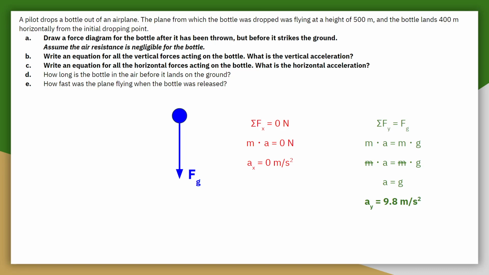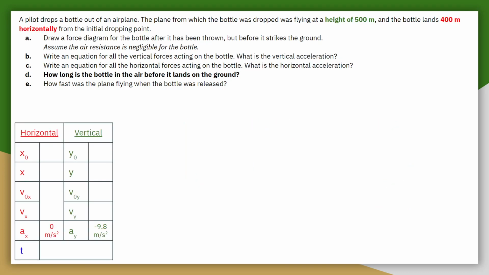This is our force diagram, our summation equations, and our accelerations for an object behaving like a projectile, where our air resistance is negligible. For part D, when we're trying to determine how long the bottle is in the air before it lands on the ground, this is where we're going to need to use our horizontal and or vertical variables and our kinematic equations. Now I'm going to go through the list and populate them based on the starting positions, final positions, starting velocities, final velocities, and time, given the variables in the problem, as well as some assumptions that we can make.